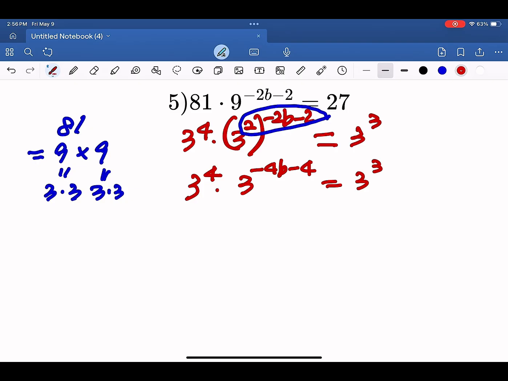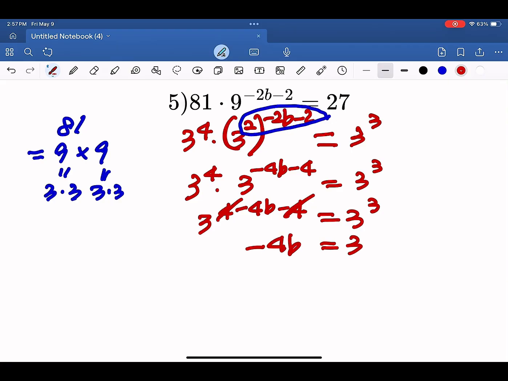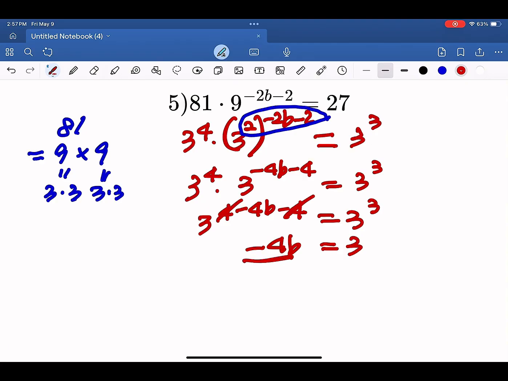Now you add the exponents on the left-hand side. 4 minus 4b minus 4 equals 3. 4 and negative 4 cancel out. So you have negative 4b equals 3. Now you divide by negative 4. So b equals negative 3 over 4.